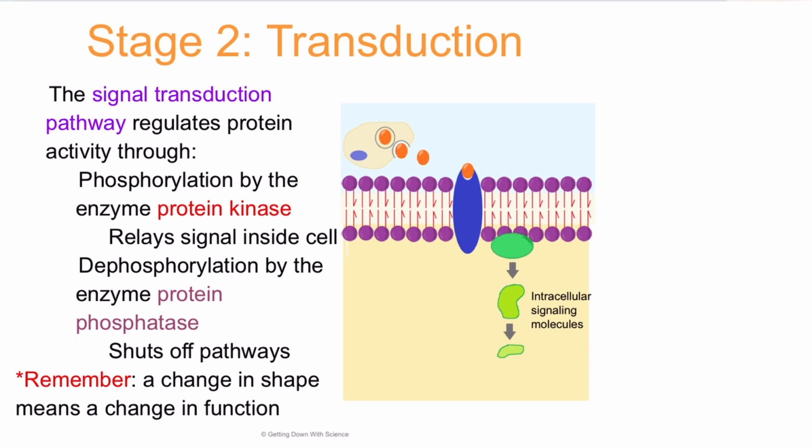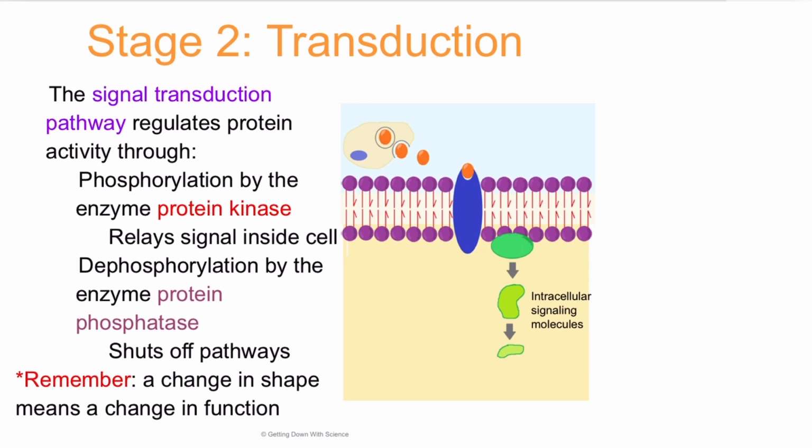So the signal transduction pathway is going to regulate my protein activity, and it's going to do this via phosphorylation by the enzyme protein kinase. So we know phosphorylation means that it's gaining a phosphate, most likely from ATP. So this is going to require energy. And there's this enzyme, protein kinase, that is doing this process. So this is going to relay my signal inside of the cell.